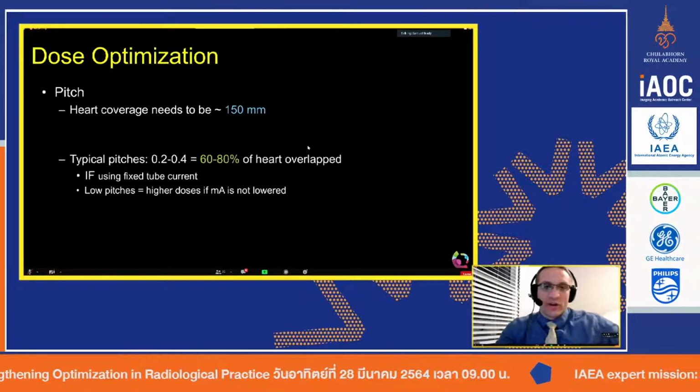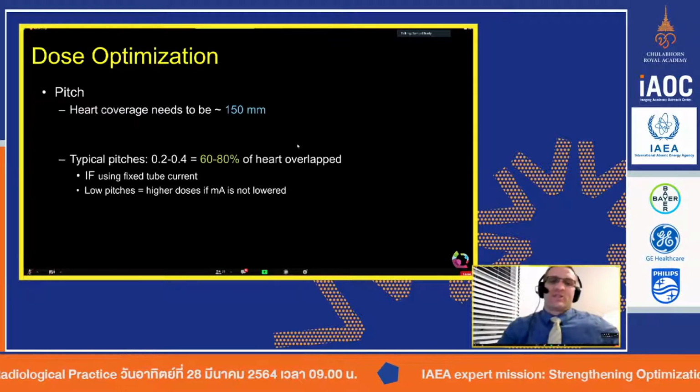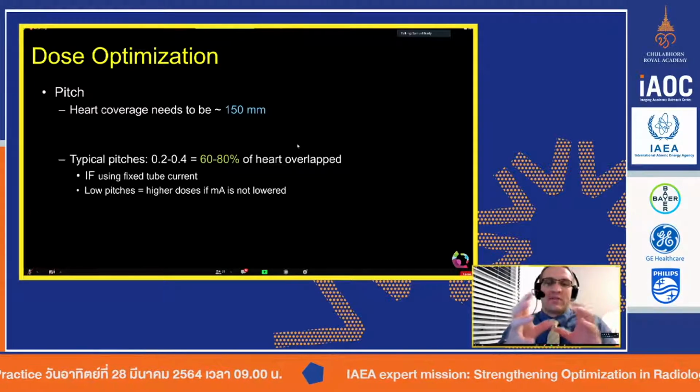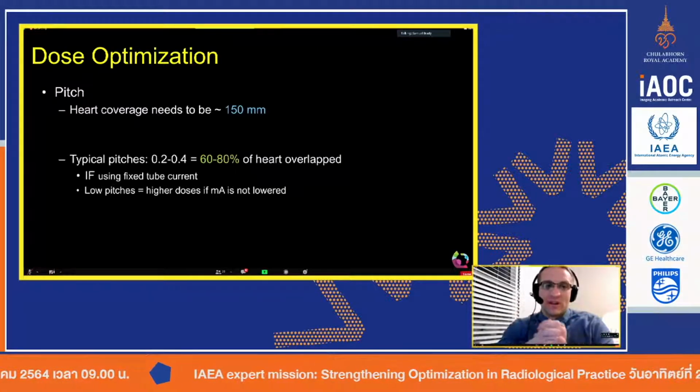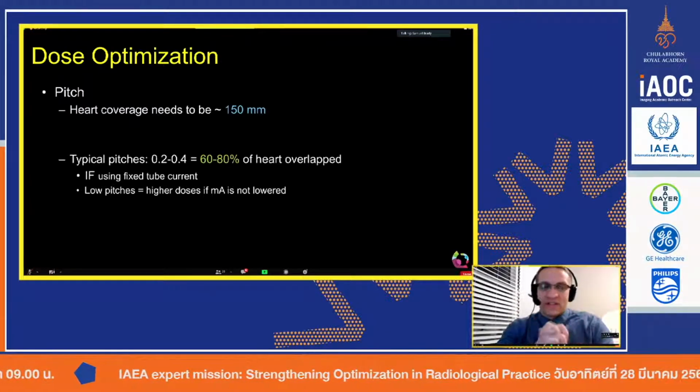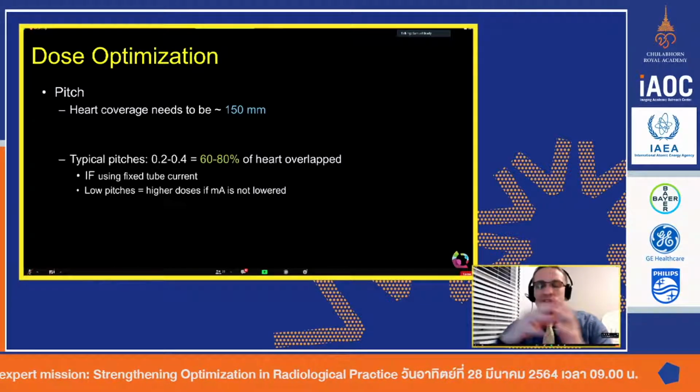So what we need to be able to do is image that. And so then the question is, how do we image that? Because we have two options. We can do pitch or we can do axial imaging. The vast majority of CT scanners are able to do pitch. In other words, they do helical imaging.